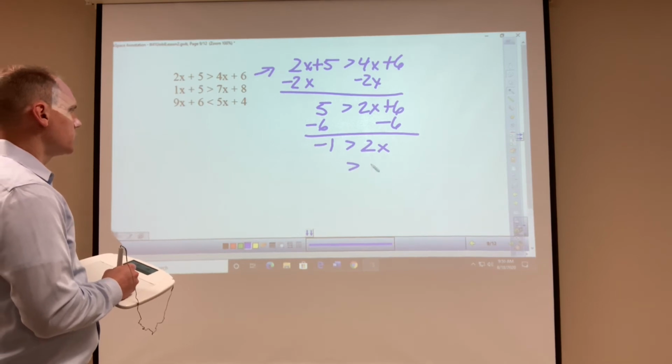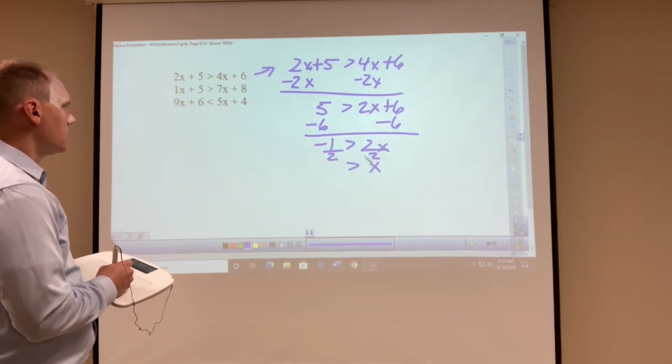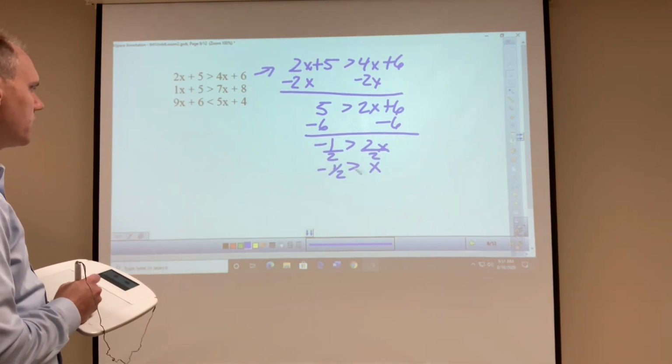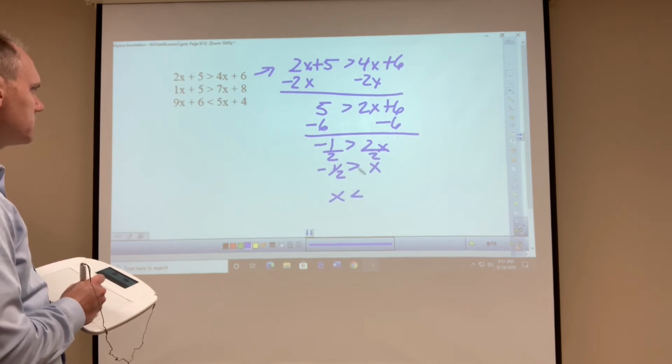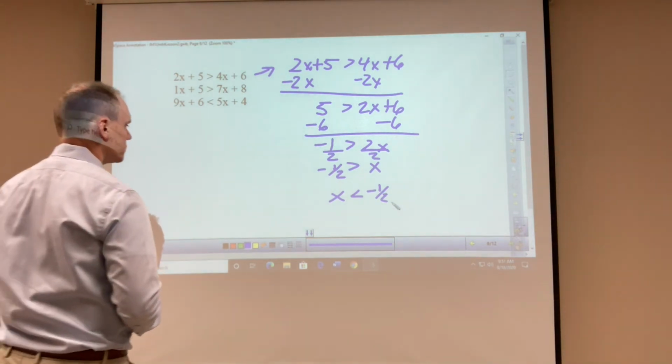So we're going to divide by 2 on both sides. So we're going to get negative 1/2, and we can rewrite this, we can switch everything here. X is less than negative 1/2, so x is less than negative 1/2, which is what we wanted there.